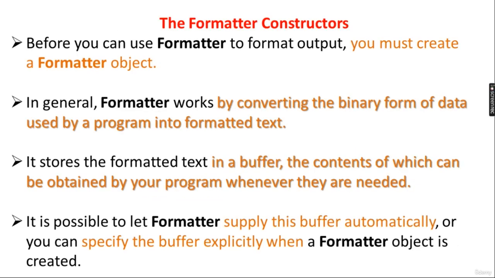Okay, so now we will see Formatter constructors. Before you can use Formatter to format output, you must first create a Formatter object. In general, Formatter works by converting the binary form of data used by the program into formatted text. It stores the formatted text in a buffer, the contents of which can be obtained by your program whenever they are needed. How is it working? Converting the binary form of data into formatted text, and that formatted text will be stored in a buffer, the contents of which can be obtained by your program whenever they are needed.